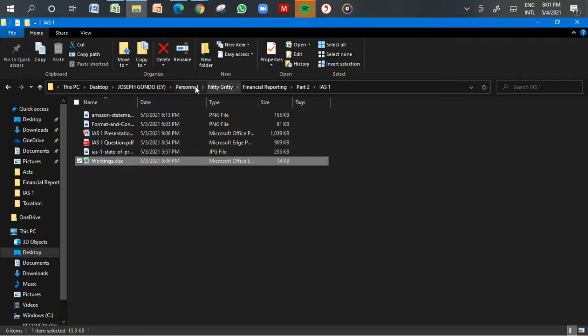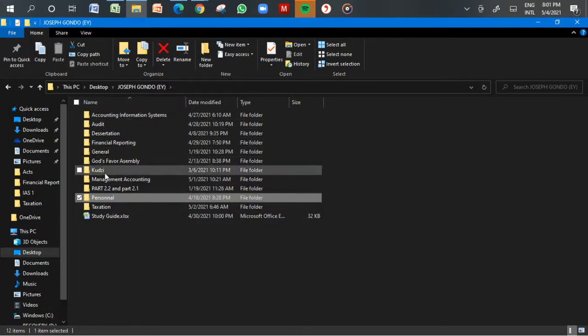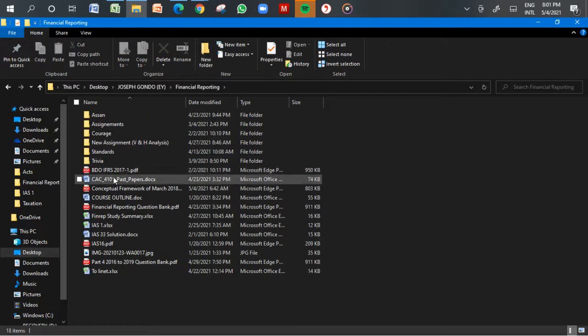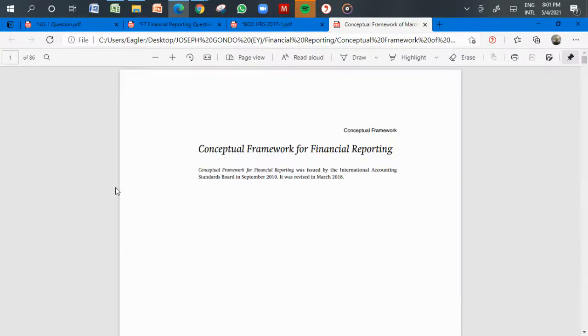Okay, where is the conceptual framework? We said you are doing the 2018 one. We used to have the 2010 one, but now it is outdated. It was updated to 20.